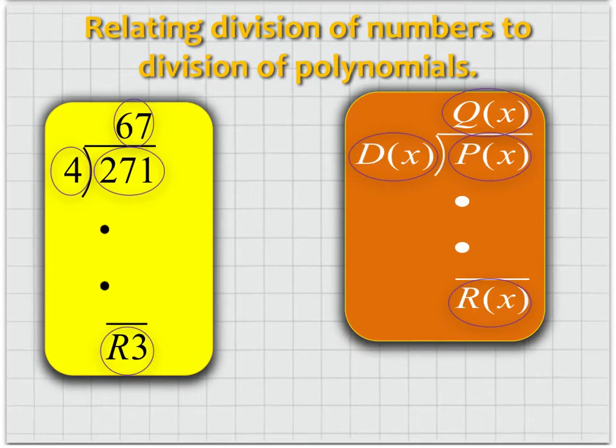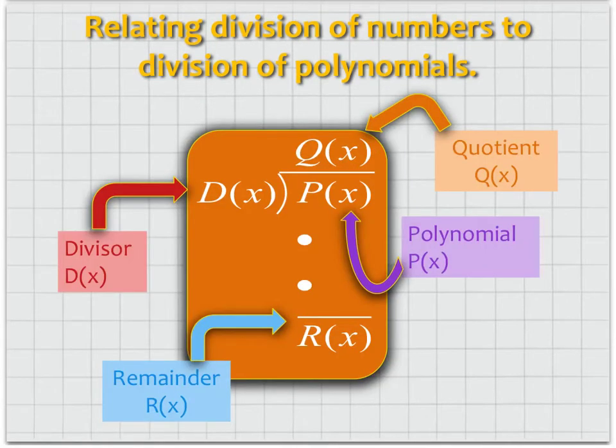So this compares long division of numbers to long division of polynomials. So we still have our number on the inside, or our polynomial on the inside. We have what we're dividing by, our divisor, and we're going to have a polynomial that's our divisor. We're going to end up with a quotient that is also going to be a polynomial, and then a remainder that will be a polynomial. So that's why you see these of x, because these are all going to be different polynomial functions. So here you can see how we relate division of numbers to division of polynomials, right? So we have our divisor, d of x, our quotient, q of x, our polynomial function, p of x, and then our remainder, r of x.